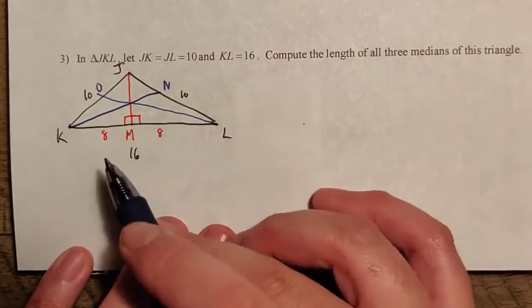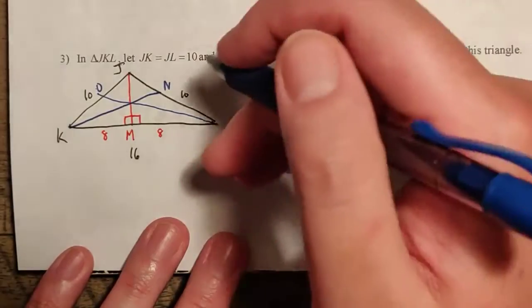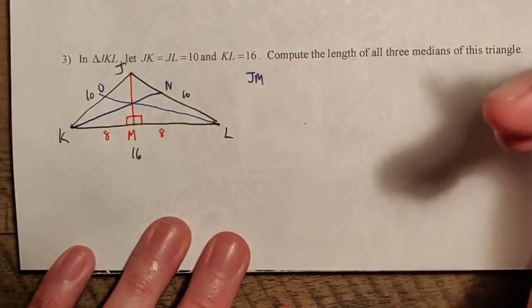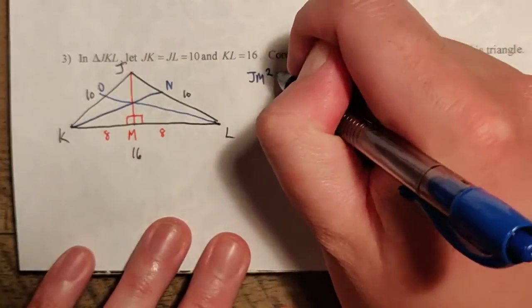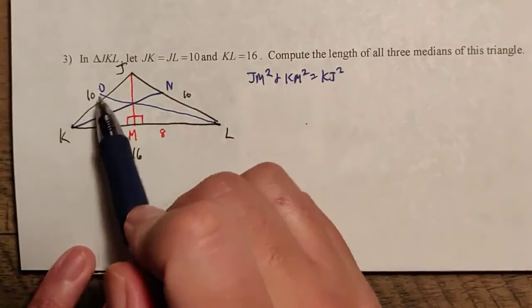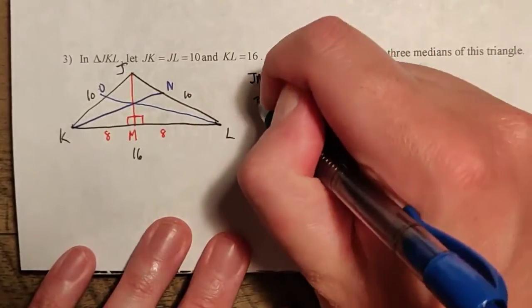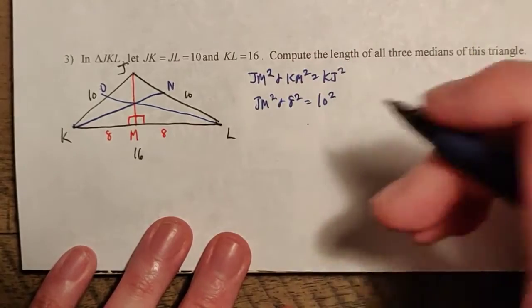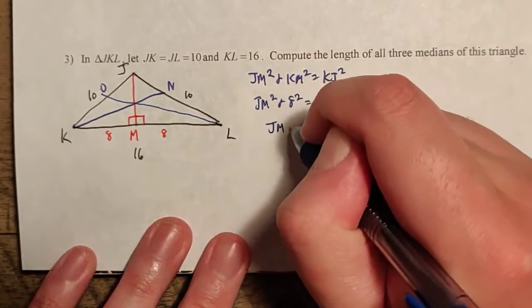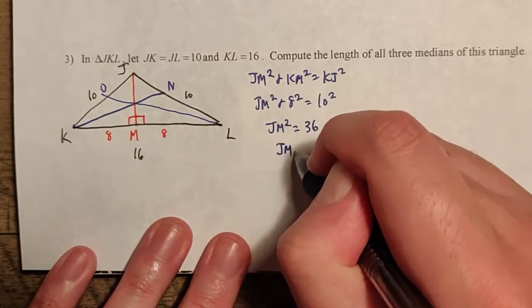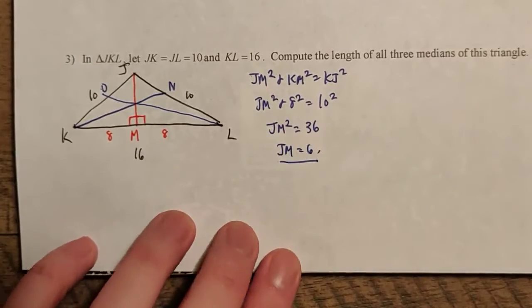Now, JM, if you look at the triangle here, this is not too hard. It shouldn't be too hard to show that in this situation, JM squared plus KM squared equals KJ squared, because this is a right triangle on the left-hand side. So we have JM squared plus 8 squared equals 10 squared. Or if you know your Pythagorean triples, JM squared is going to be 36. That's 100 minus 64. So JM is 6. Okay, so that's one of the medians.